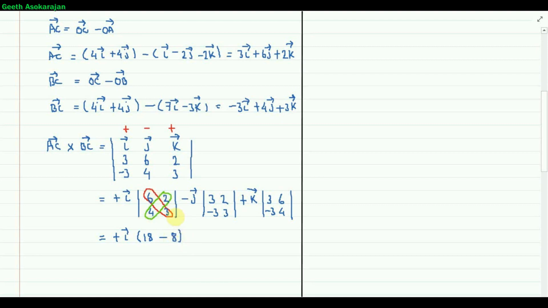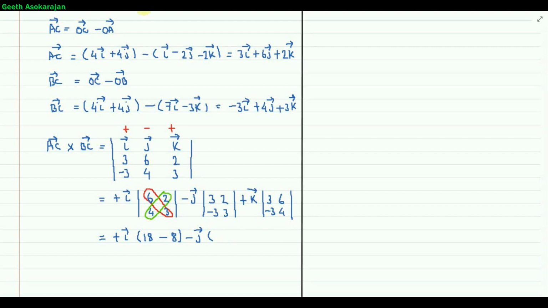So let me just repeat that step. To evaluate a 2x2 determinant, first multiply the elements along the red leading diagonal. So 6 times 3 gives me the 18. Always minus. Then multiply the elements along the lateral green diagonal. 2 into 4 gives us this 8. Let's continue. So minus j, open a bracket.